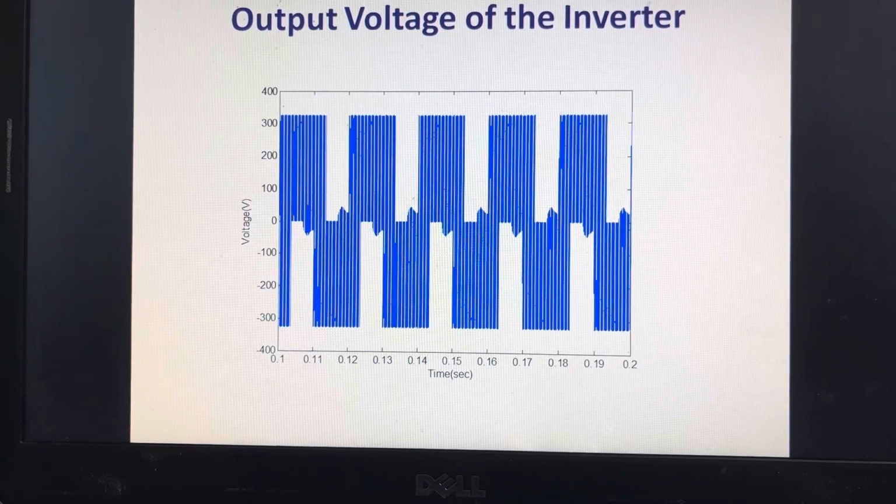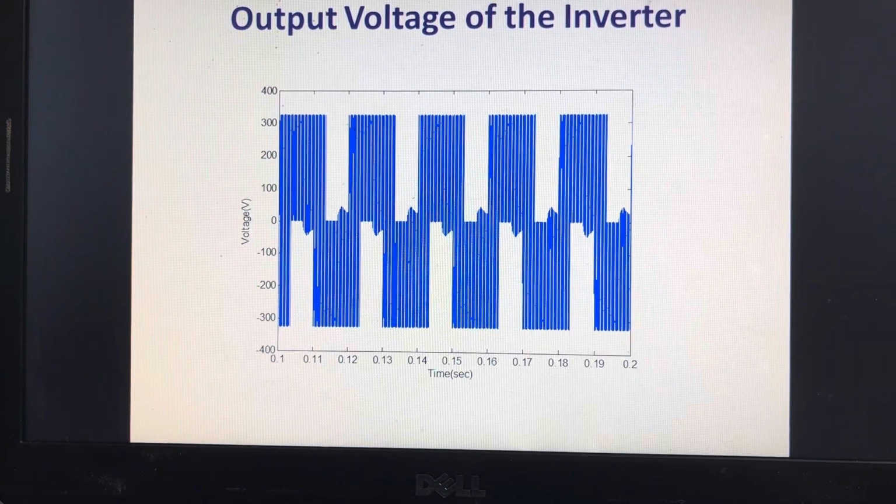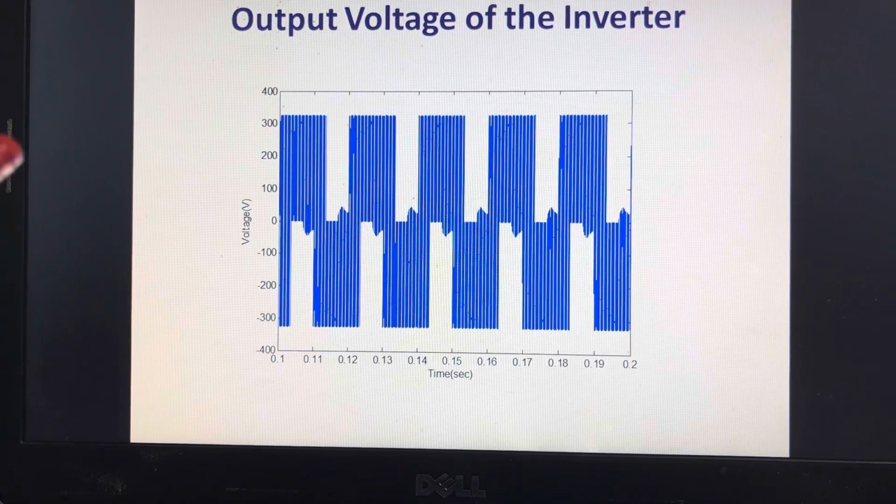So the output voltage of the inverter is like this. So we don't like single big fish, we like fish chops. Similarly, the motor doesn't like continuous square wave, it likes train of pulses.